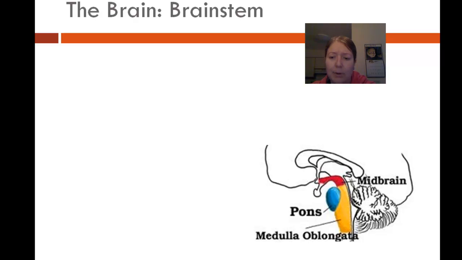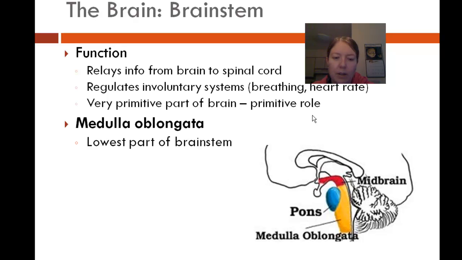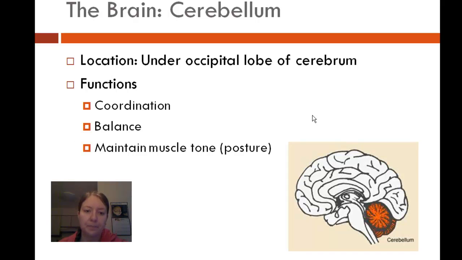The brainstem is composed of the midbrain, the pons, and the medulla. This is the most primitive portion of our brains, probably because it controls very primitive functions, such as breathing and heart rate. But it also acts as kind of a gateway to the rest of the brain, as a relay portion from your spinal cord up to those higher parts of the cerebrum. So there we have the pons, the medulla oblongata, and then the midbrain, from lowest to highest in the brainstem.